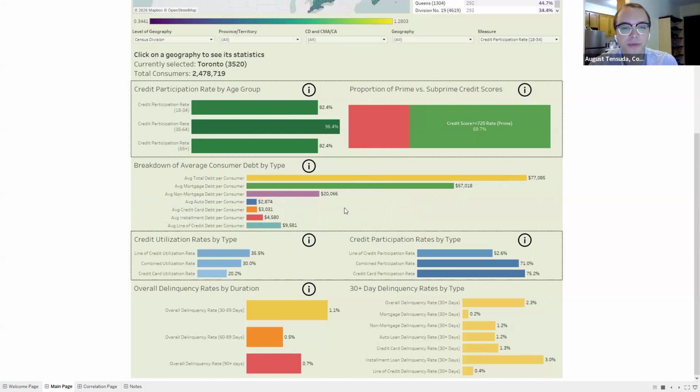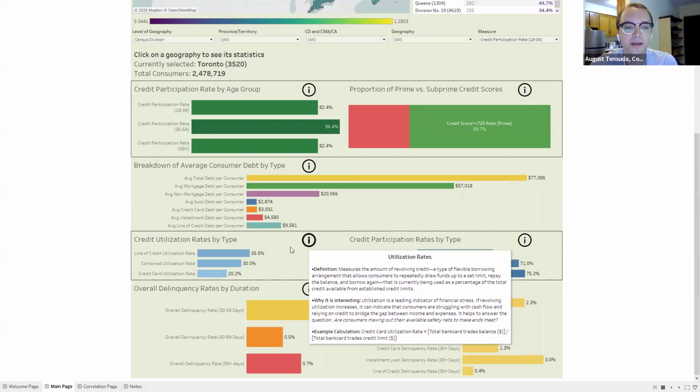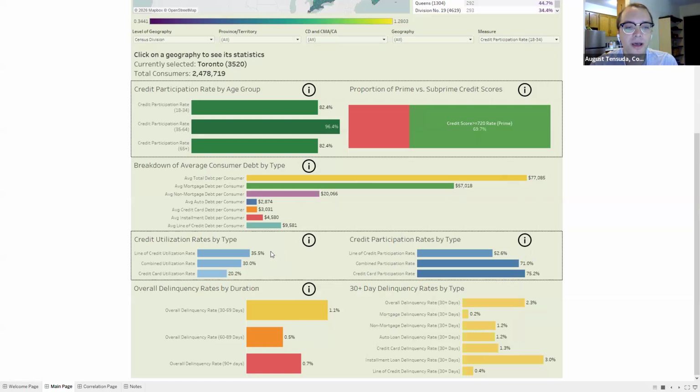So next we have these two charts here that kind of relate to each other: credit utilization rates and credit participation rates. There's a bit of a difference between these two. Utilization rate is the total trade balance divided by the trade limit, so the balance divided by the limit. It's how much of the credit card or line of credit are they actually using, right?